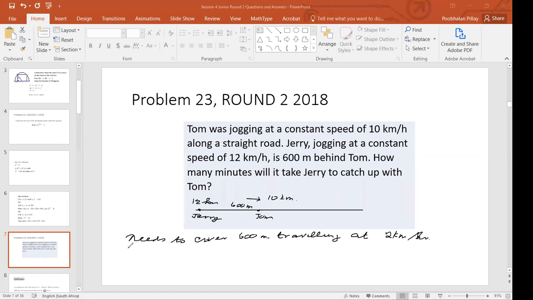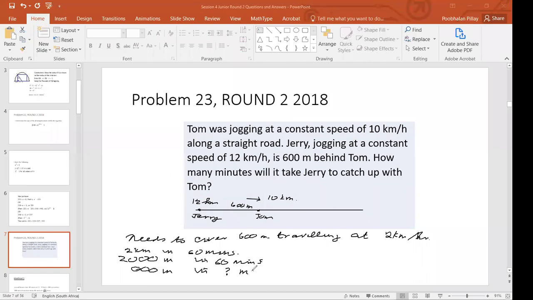So he's going at 2 kilometers per hour, in 60 minutes. Right, per hour, 2 kilometers, 60 minutes. He wants to cover 600 meters. Now 2 kilometers, let's convert that to meters. So it's 2,000 meters in 60 minutes. But he wants to do 600 meters in how many minutes?